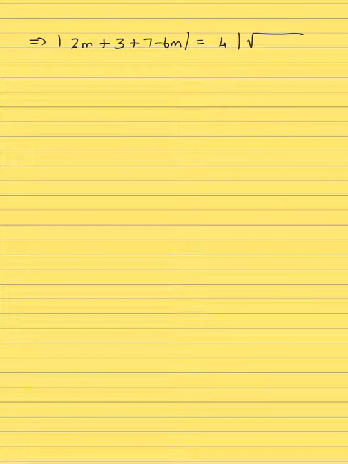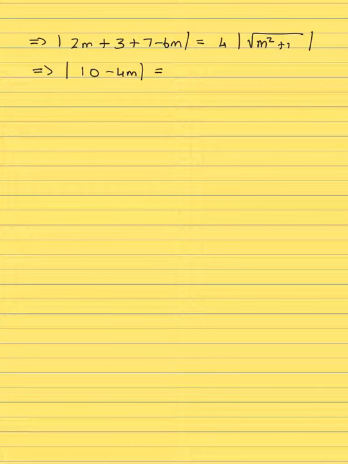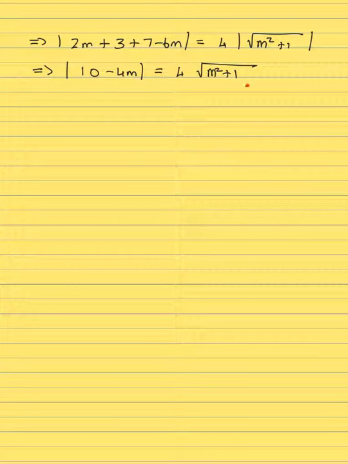And I will multiply both sides by the square root of m squared plus 1, which gives us the absolute value of 2m plus 3 plus 7 minus 6m equals 4 times the square root of m squared plus 1. On the left hand side, if we tidy up, we get the absolute value of 10 minus 4m, and that's equal to 4 times the square root of m squared plus 1. And we recall from before that if we have an absolute value, it always has to be positive. So if that always is positive, how do we know this here is going to be positive? The only way we know something is positive is by squaring it. So we will now square both sides.